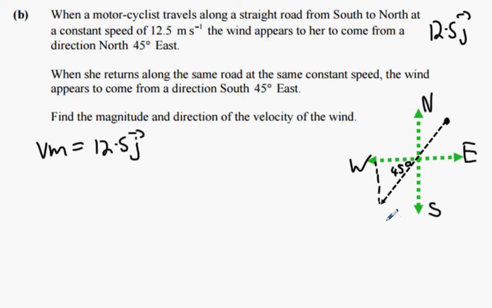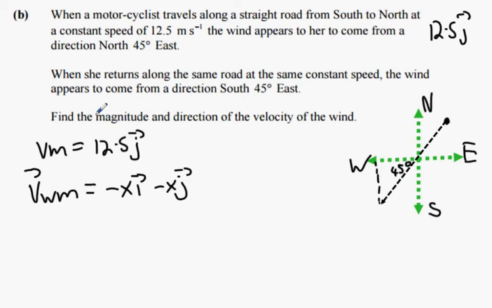Negative j and negative i. Are the components the same? Is the i value the same as the j value? What does that mean I can do then? So the velocity of the wind relative to the motorcyclist is going to be minus xi minus xj. Everybody alright with that? Same component.